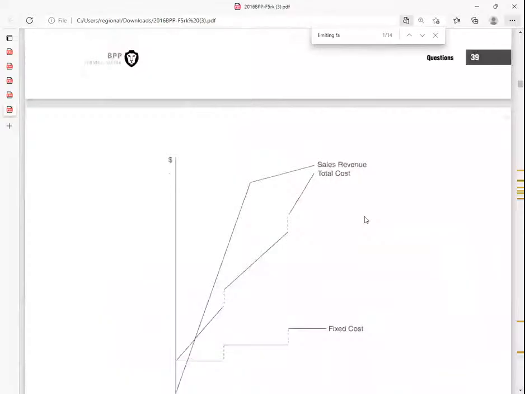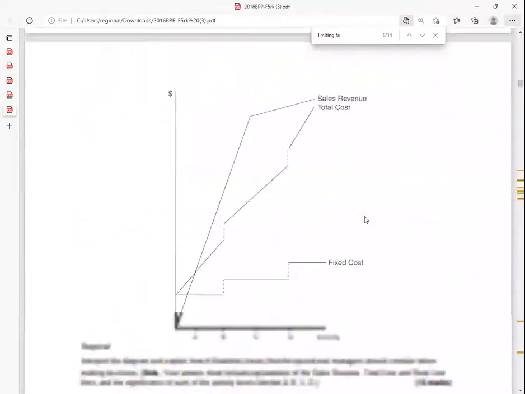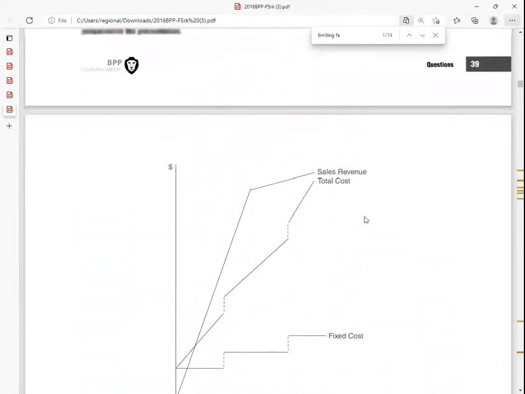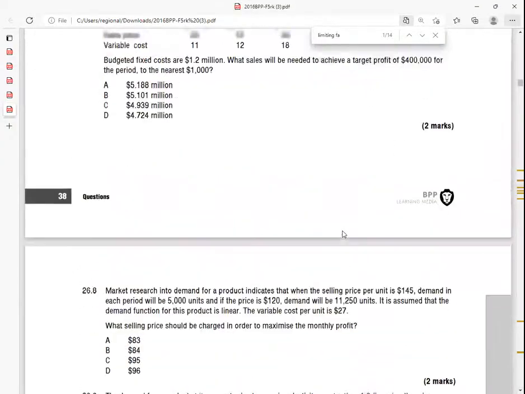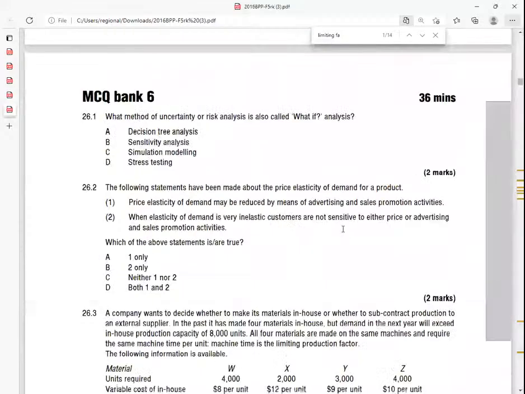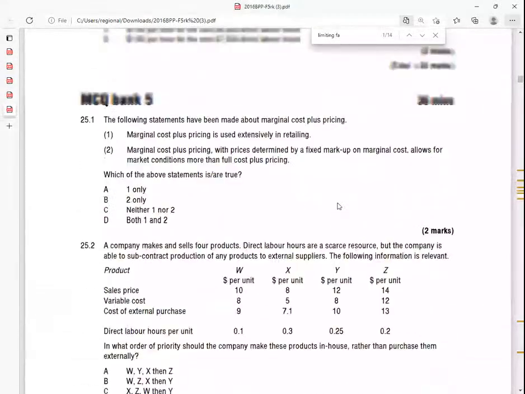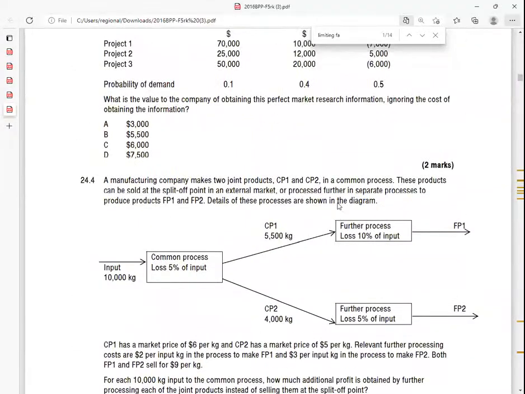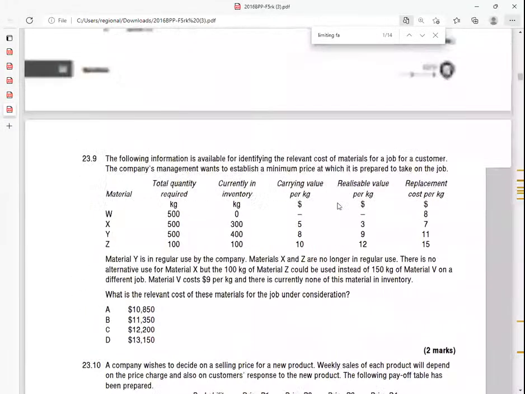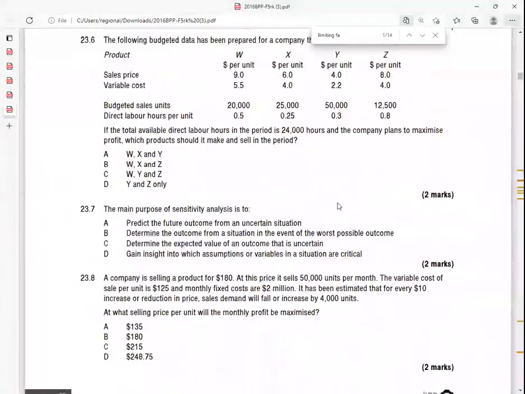And I hope you must have seen this kind of question in an exam. It was 23.6. 23.6 is here.